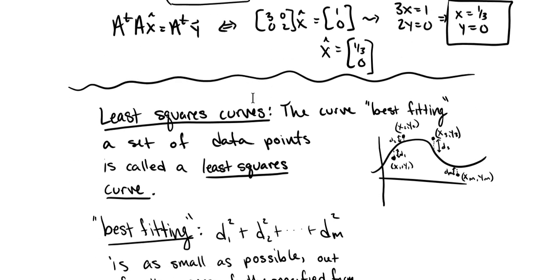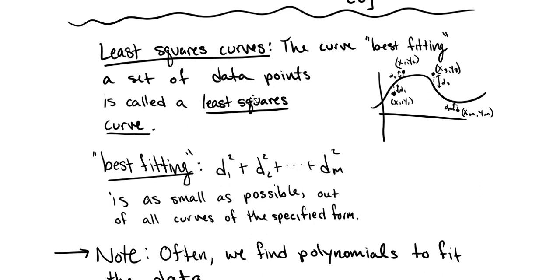So let's talk a little bit more about similar applications to things like this. Let's talk about least squares curves. We're going to say that the curve best fitting a set of data points is called the least squares curve. The question is, what do we mean by best fitting? In this picture, when we say that a curve is the least squares curve, that it fits a set of data points that I've drawn with black dots here best, what we're really saying is that these little vertical distances between our points and the curve, d1 for the first point's distance vertically to the curve, d2 for the next one.